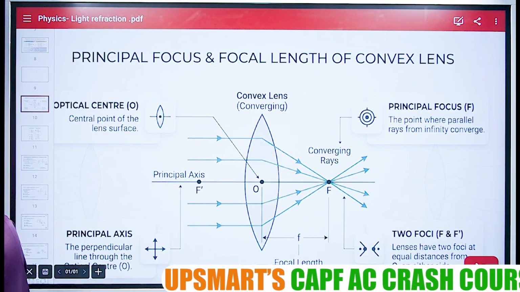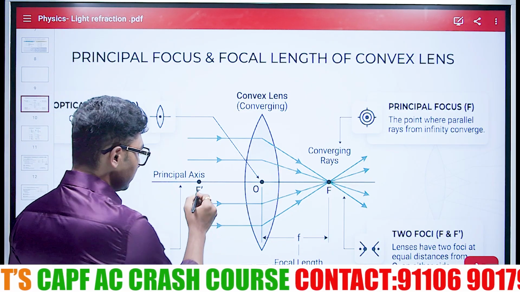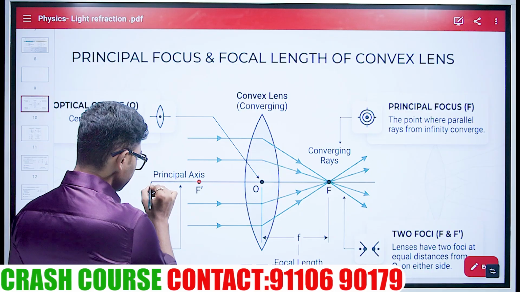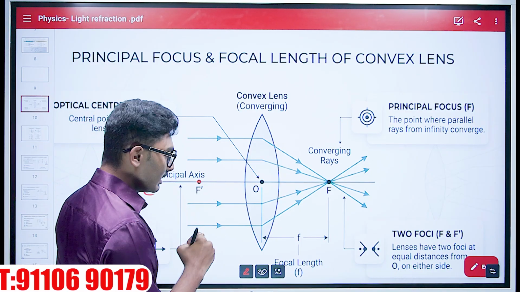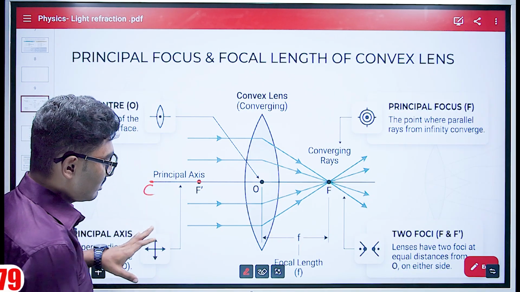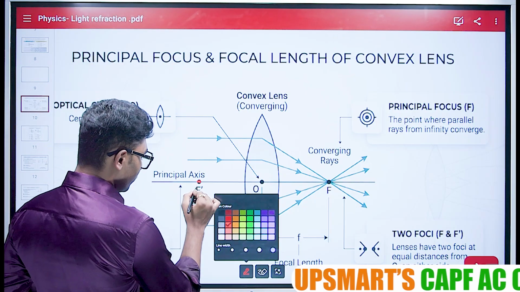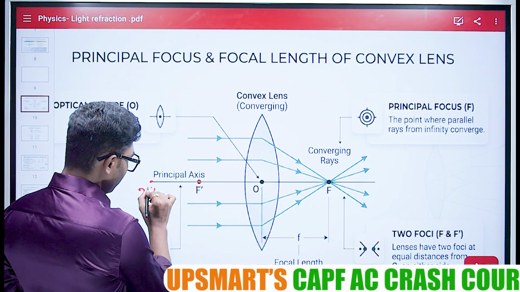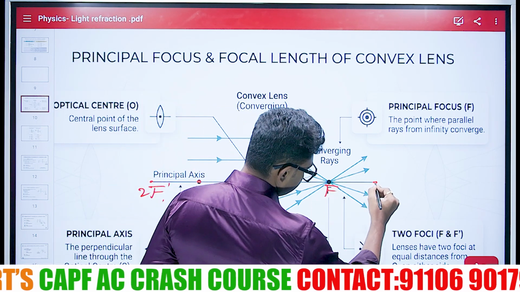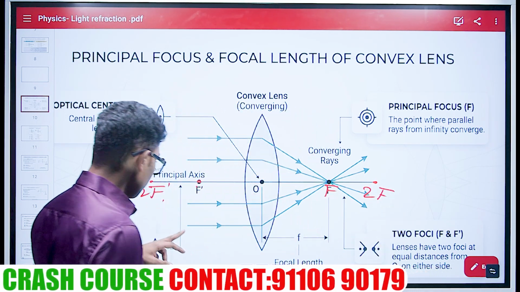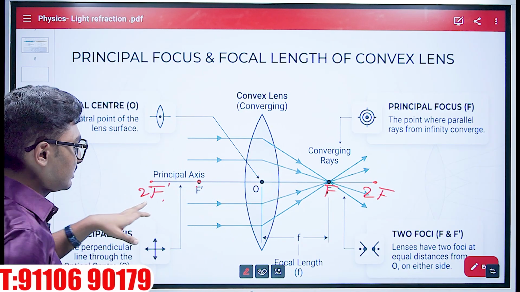Next, we are going to the principal focus and focal length of a convex lens. You have already seen the focal length and the center of curvature from the mirror. So here it is not the center of curvature in the lens. We will use F, focal length, and this is 2F, or F dash, 2F dash. This is F. This is 2F.